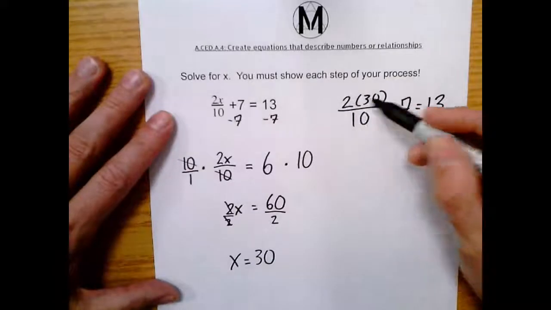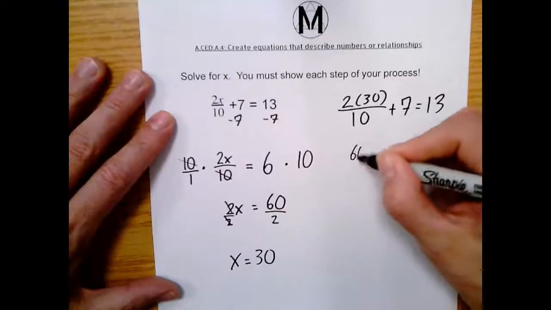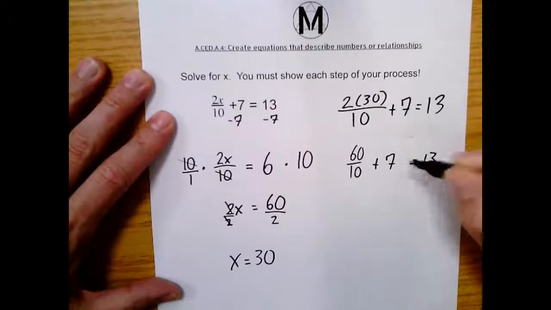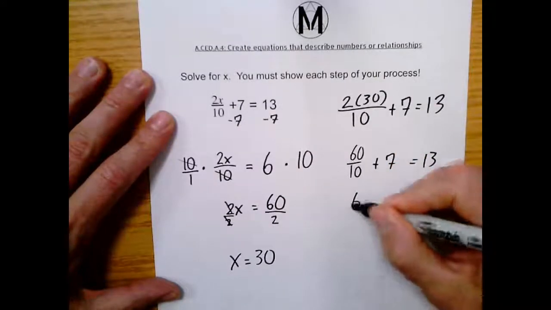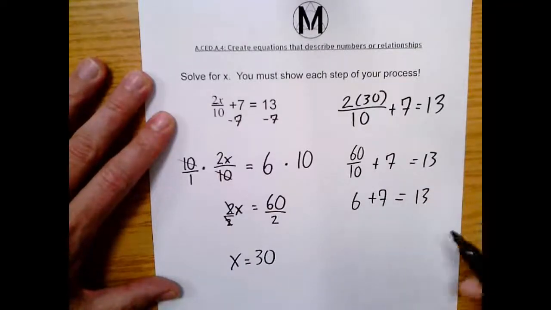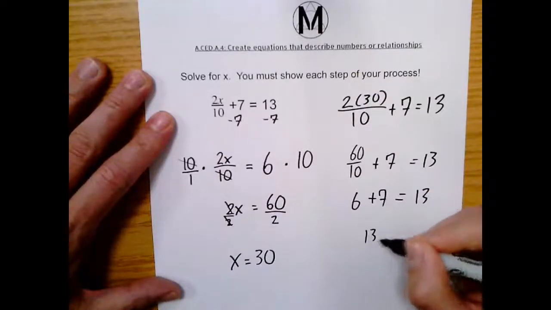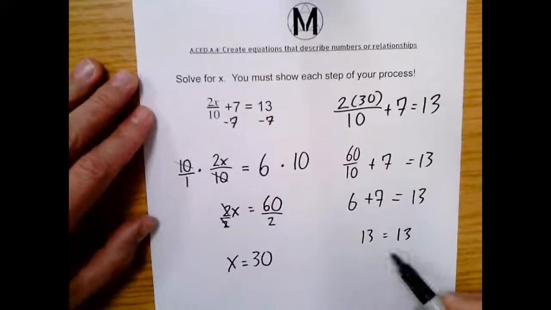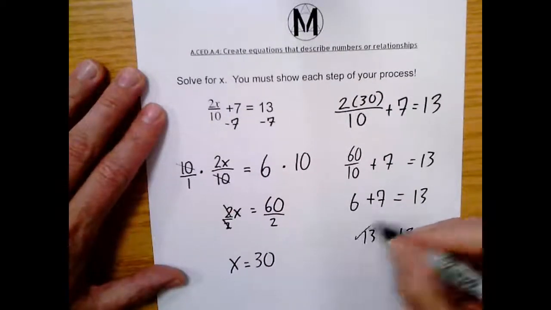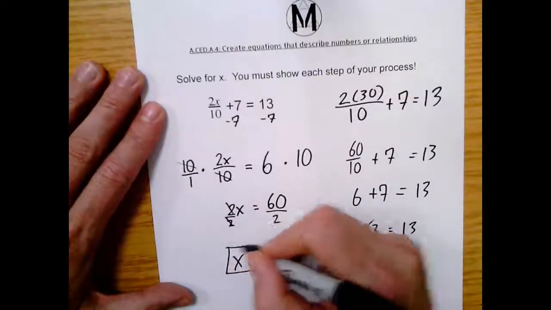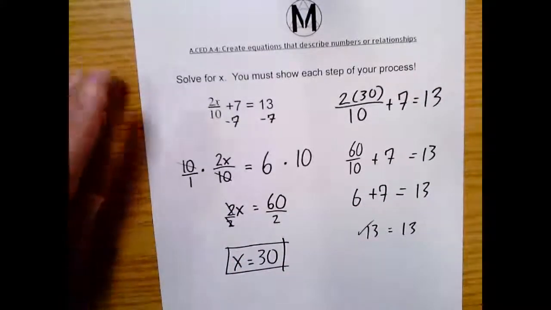So 2 times 30 is 60. So now I have 60 over 10 plus 7. 60 divided by 10 is 6. So I have 6 plus 7 is 13. And there we go, 6 plus 7 gets to 13, and 13 is 13. Well, ask yourself, hey, is 13 13? Yeah, it is. So your answer checks out. You know you did good work. You should be proud of yourself. Frame that beautiful answer and tell yourself, good job.